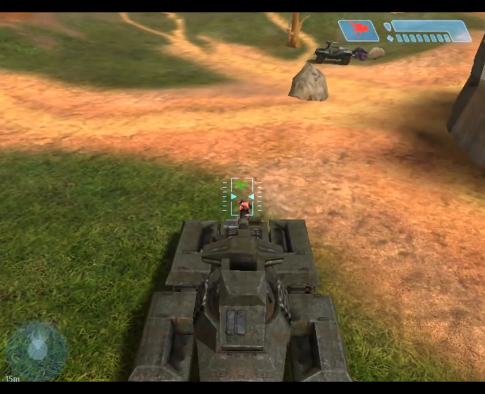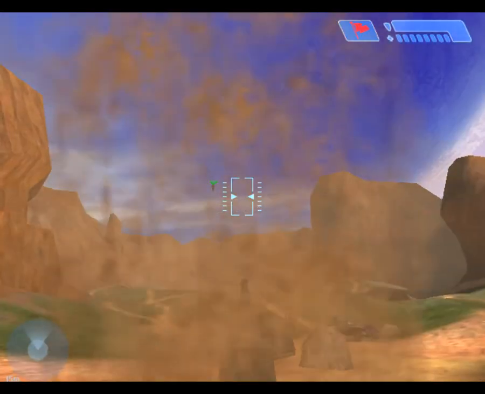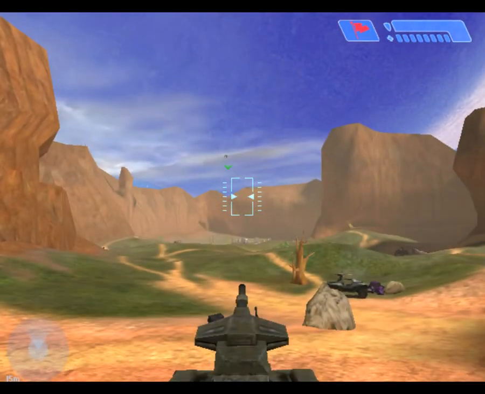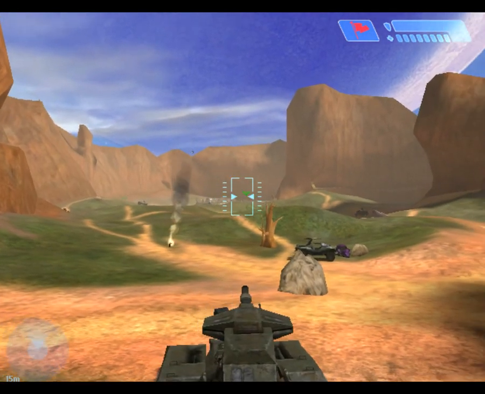This is my first clip of a forced warp launch. So I'm just in a tank here. I'm going to warp into this player, and there he goes. Gets sent flying across the entire map. The reason he doesn't die, of course, is because team kill is off.